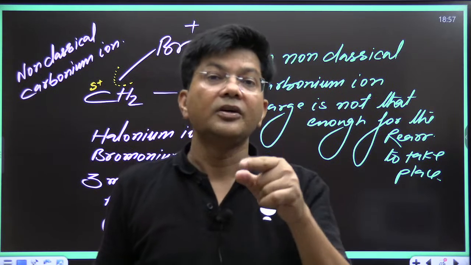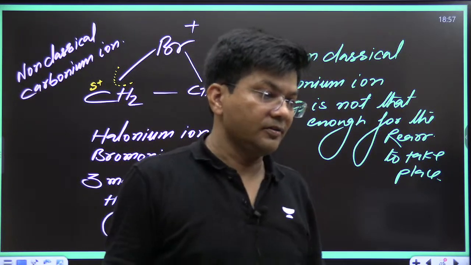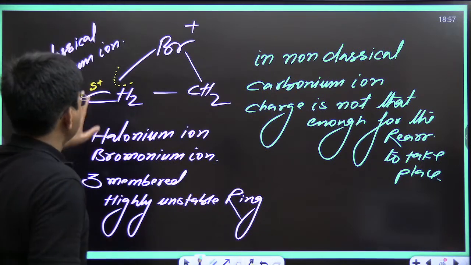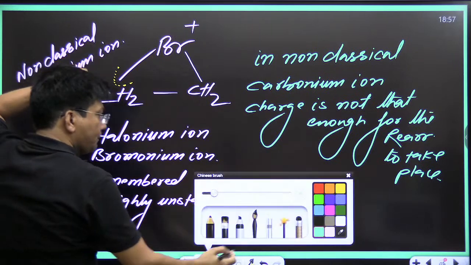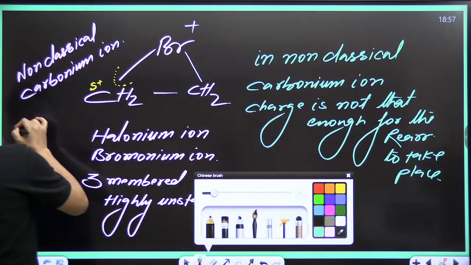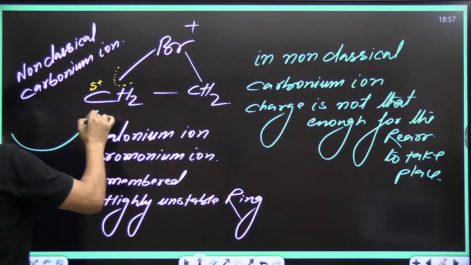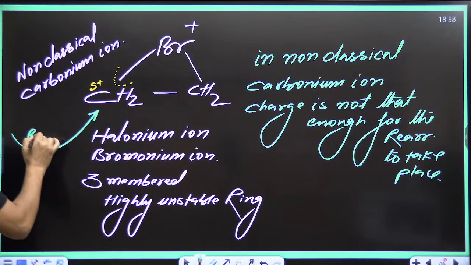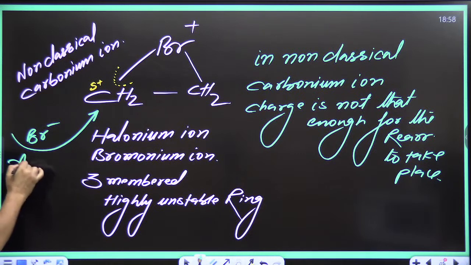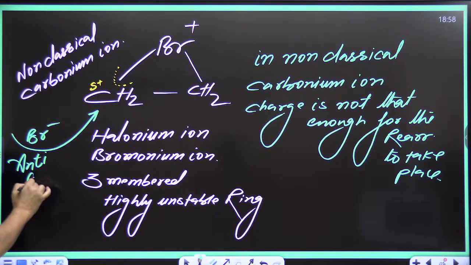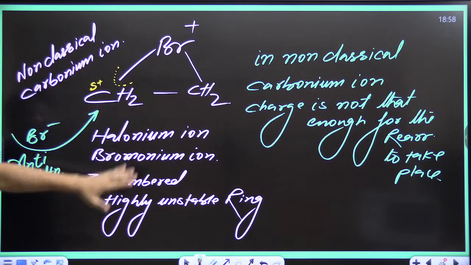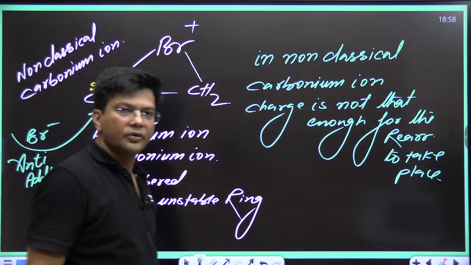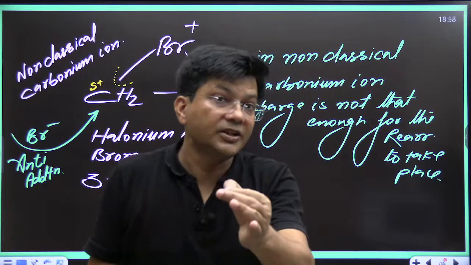But for that, the reagent must be unsymmetrical. Now, my dear students, will the other bromide negative come from the same side or the opposite side? The other bromide negative will come from the opposite side. And this is known as anti-addition, my dear student. So whenever the non-classical carbocation is getting formed, always anti-addition is going to take place.